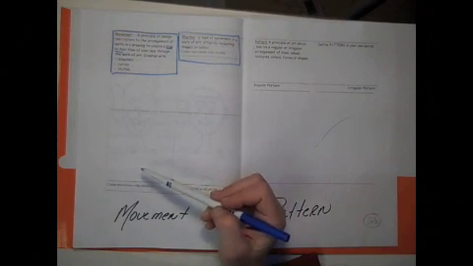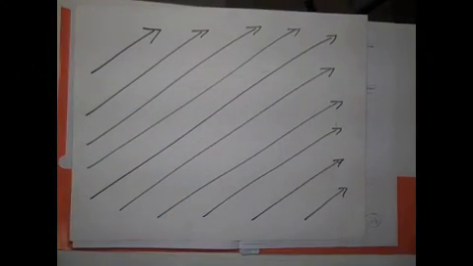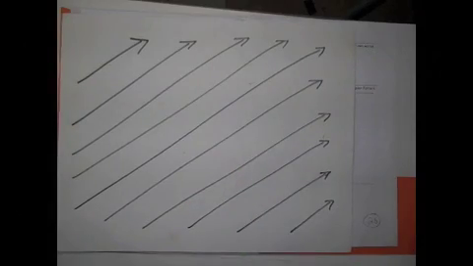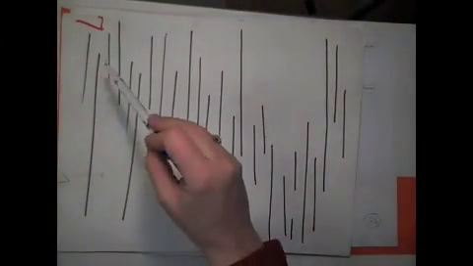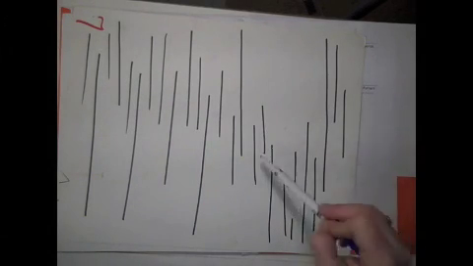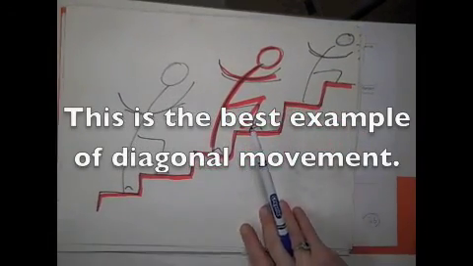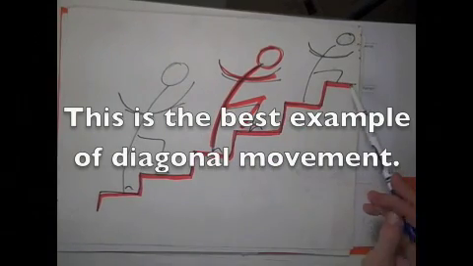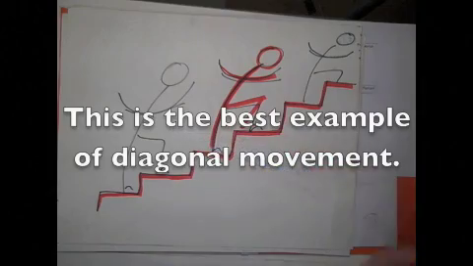Movement can also be created with diagonals. This is an example of diagonal lines with arrows on them creating movement. This one has a diagonal axis line like this. It also has rhythm. And this is a really good example of diagonal, the stairs, and also has curved bodies, and it has rhythm.